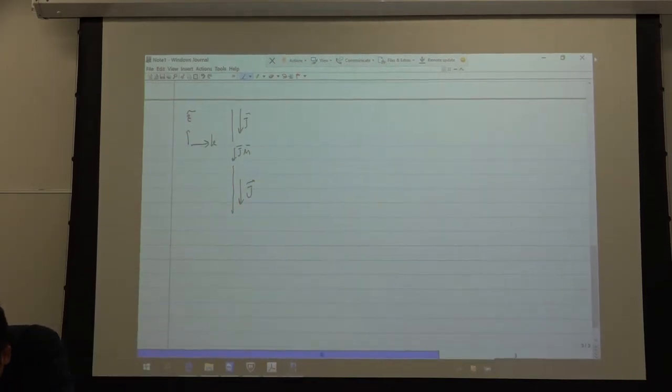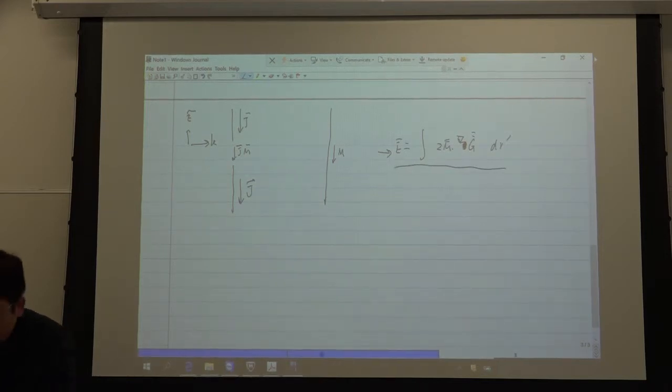Then I put a PEC in here, so J disappeared, just only M. So finally, I get this expression for the E field, just 2M. It's just a gradient, something like this, with a delta function, dr prime. You can calculate that. This is the assignment.